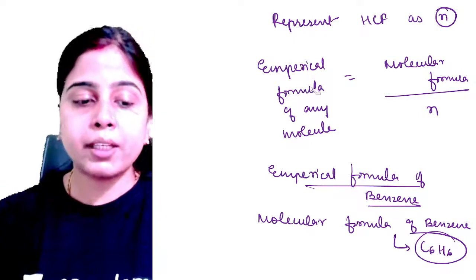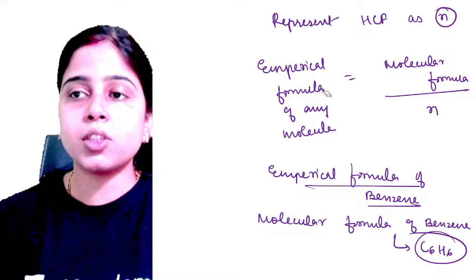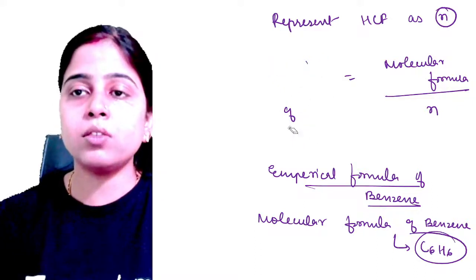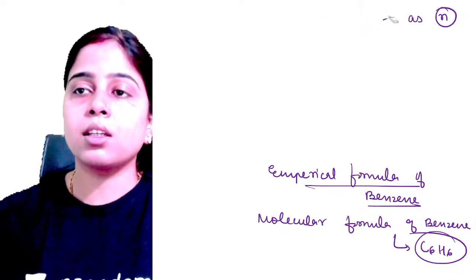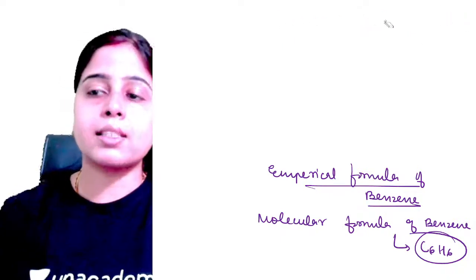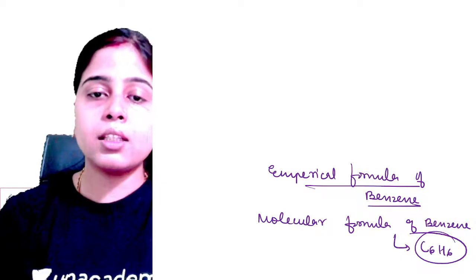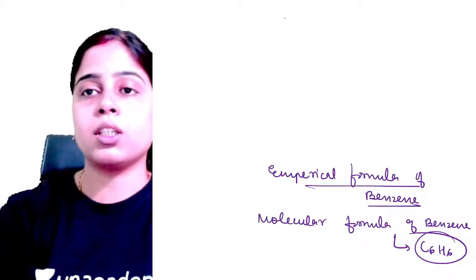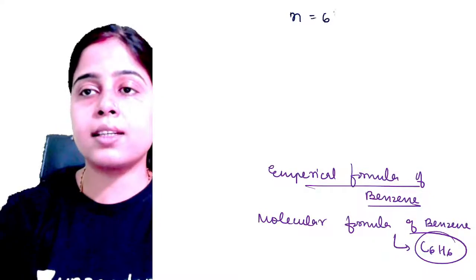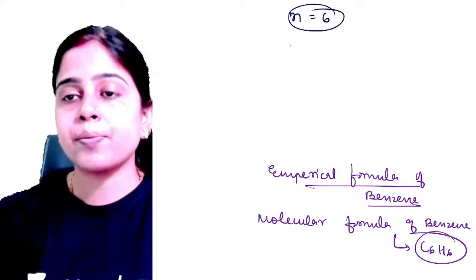As I told you, the empirical formula of any molecule is equal to the molecular formula divided by N. Yes or no? So you need to see, and N is what? It is the HCF. You need to see here that you have 6 atoms of carbon and 6 atoms of hydrogen. That means your N is 6 over here. That is, the HCF is 6.